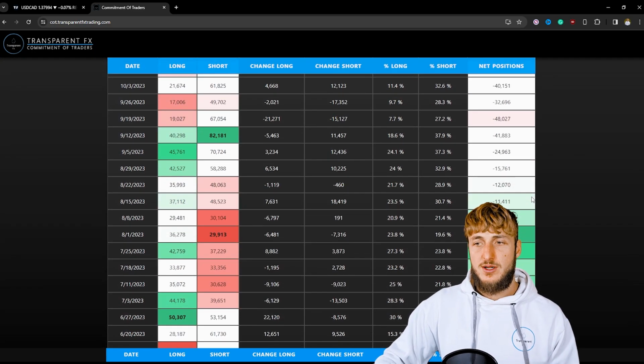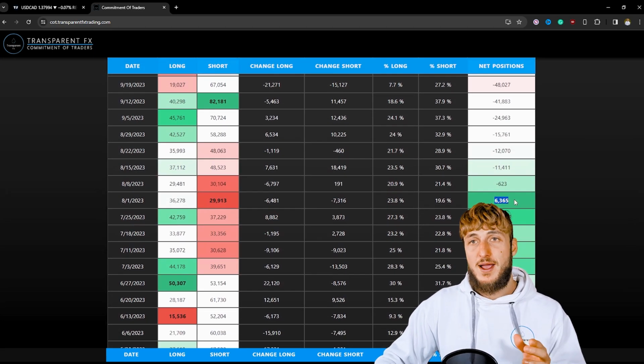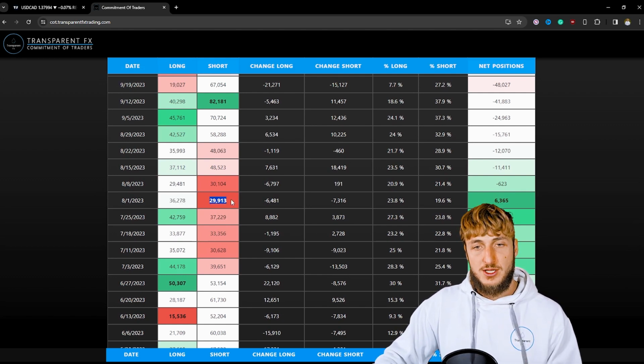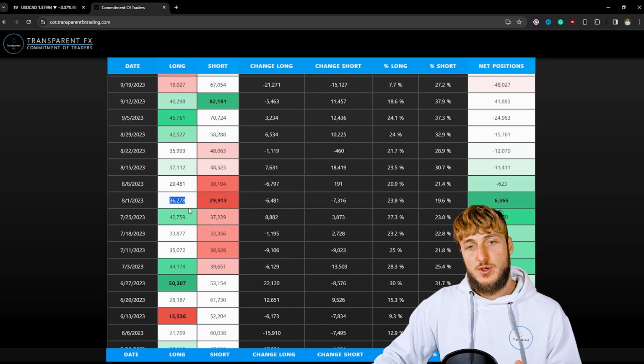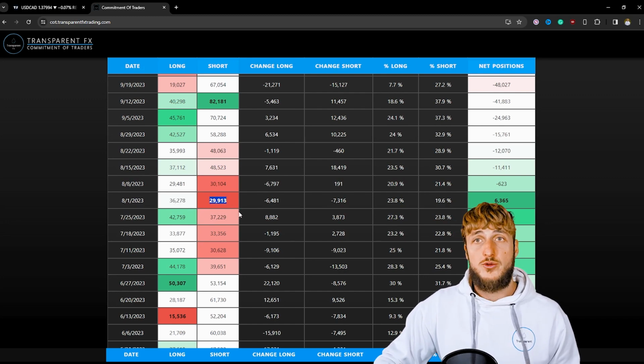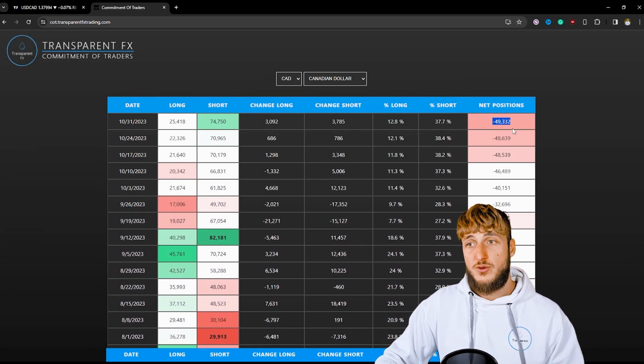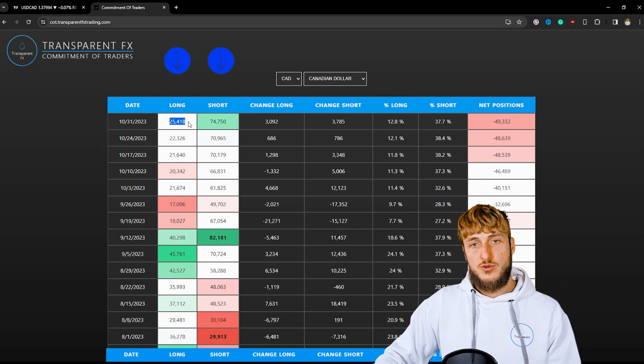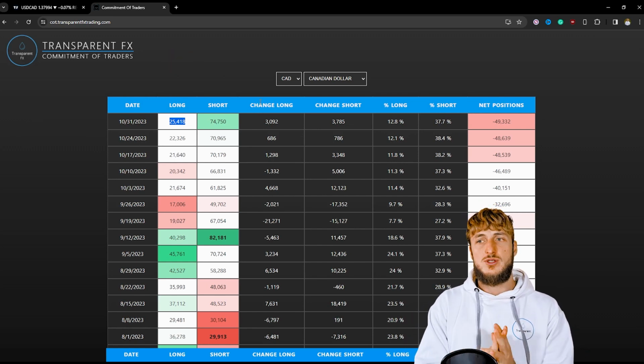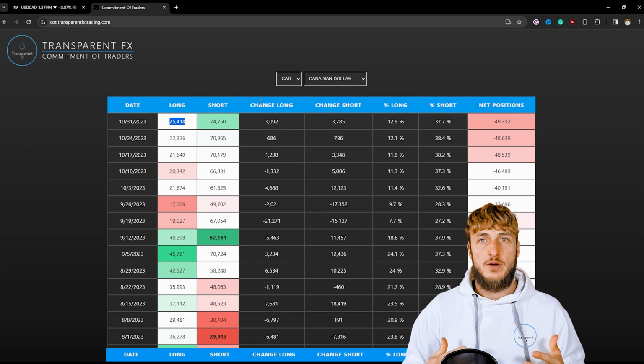Now, what we can see here is that with the last reports, we went from having a positive net positioning of plus 6.3k net positions with way more longs than shorts from an institutional perspective, with 36k longs compared to 29k shorts, all the way down to now having a negative net positioning of minus 49.3k net positions with 74,000 shorts compared to only 25,400 longs. So clearly institutions have been moving to the bearish side of the CAD.